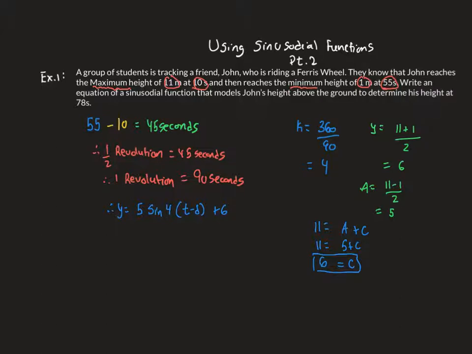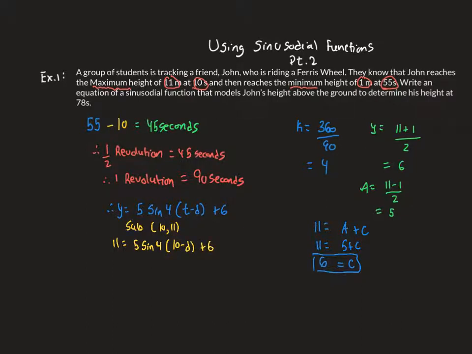Now, let's continue on here. What if I wanted to try to find out what my d is? Let's try to use any of our times that we know of. Let's use the 10 seconds for time, because we know what those values are. At 10 seconds, I'm at 11 meters. So let's sub it in. You're going to get 11 is equal to 5 sine 4 times 10 minus d, plus 6.